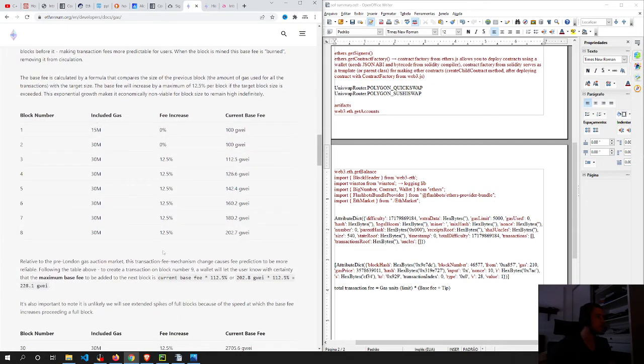The base fee is calculated by a formula that compares the size of the previous block, the amount of gas used for all the transactions, with the target size. The base fee will increase by a maximum of 12.5% per block if the target block size is exceeded. This exponential growth makes it economically non-viable for block size to remain high indefinitely.